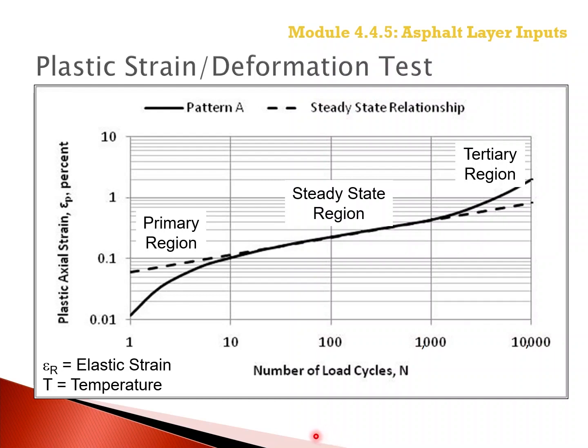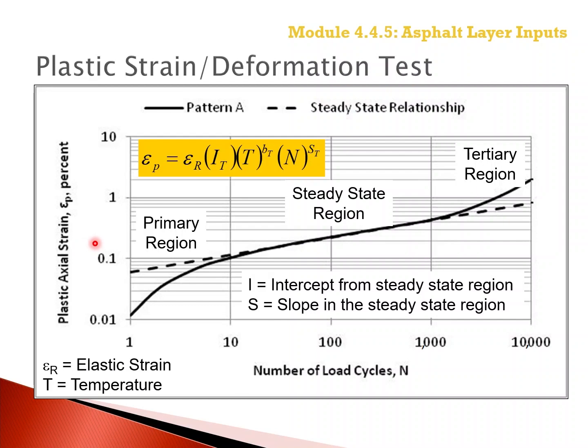The interpretation of the cumulative plastic strain measured at one test temperature includes determining the two parameters from the test: the slope, S sub t, and the intercept, I sub t, from the steady state range. These two parameters are referred to as the plastic deformation characteristics or parameters of asphalt concrete mixtures and are used to predict rutting over time.